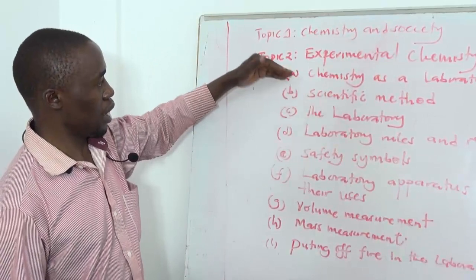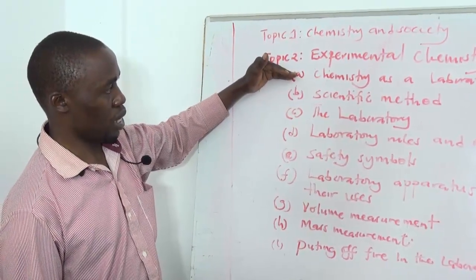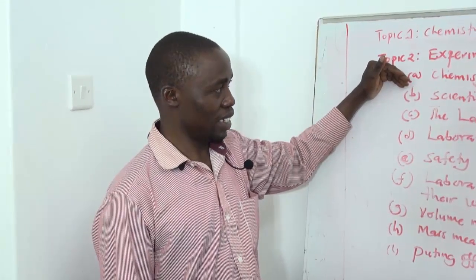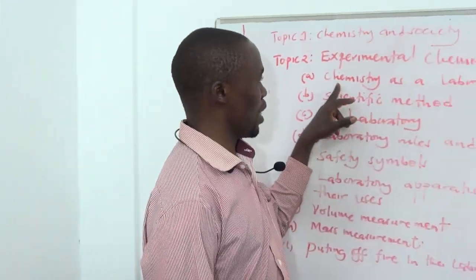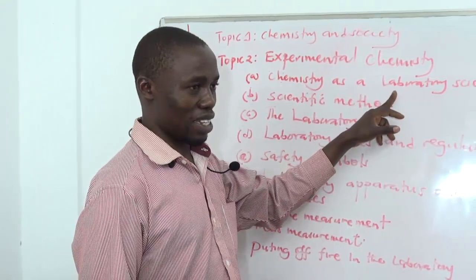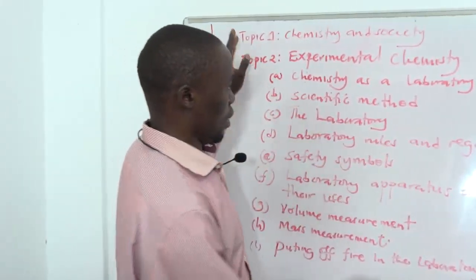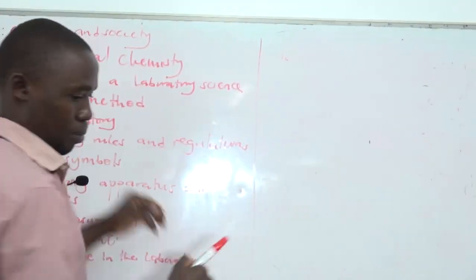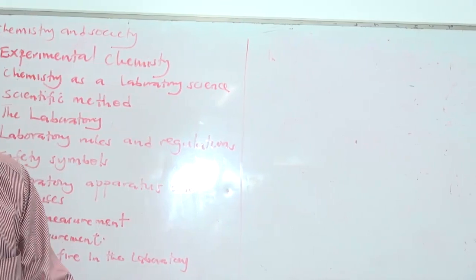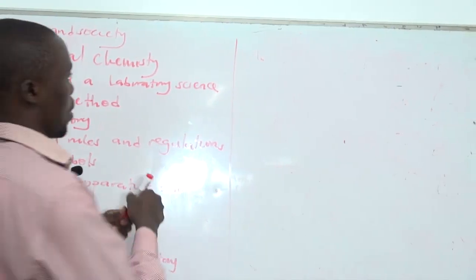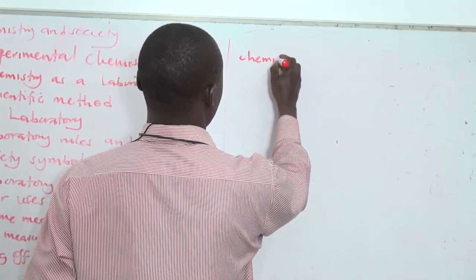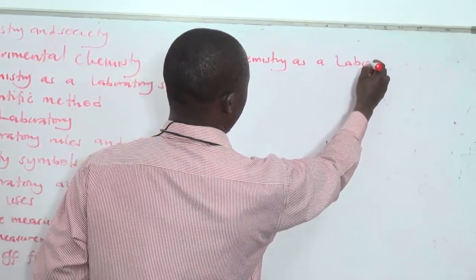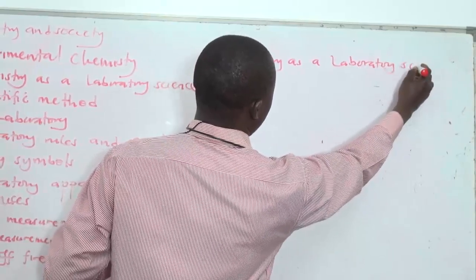Now, the first subheading here is chemistry as a laboratory science. What do we mean by chemistry as a laboratory science? Now, let's isolate that subheading. Chemistry, you can put that down. The first subheading, chemistry as a laboratory science.